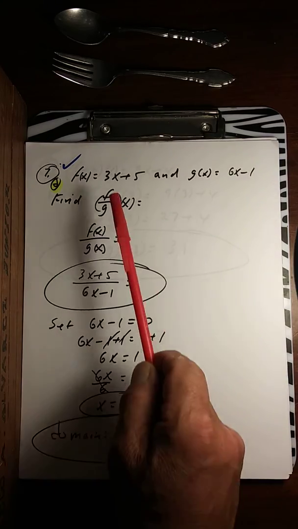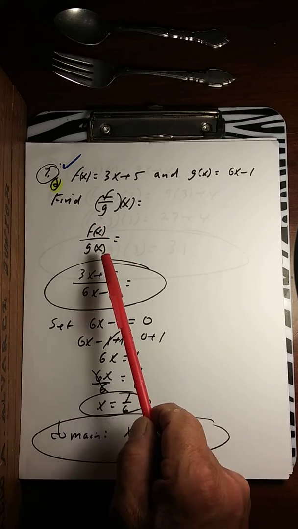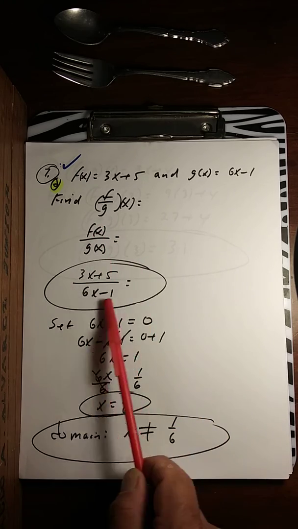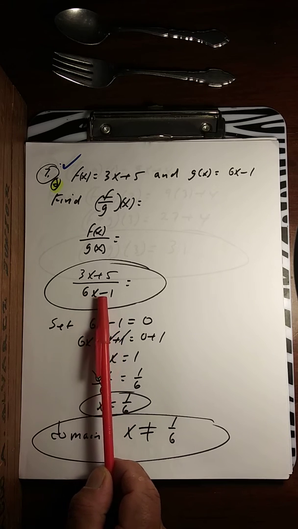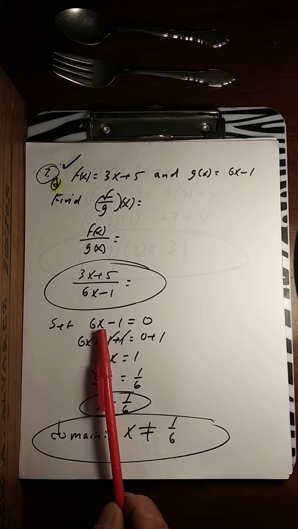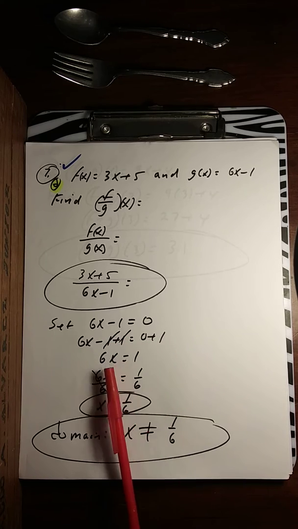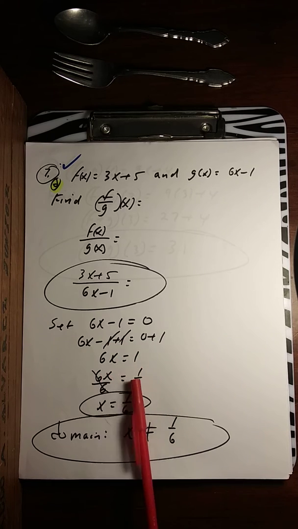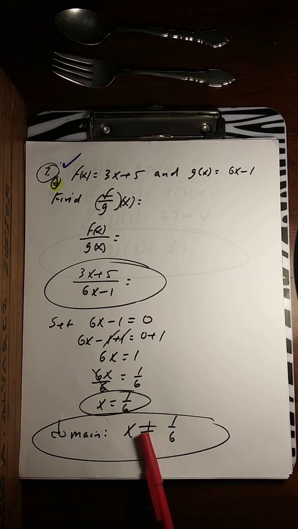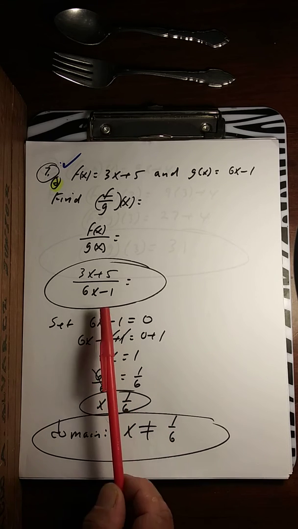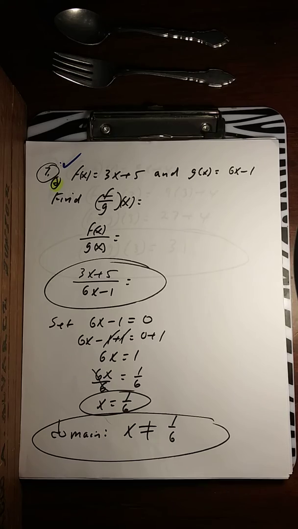Alright. Find f over g of x. 3x plus 5 over 6x minus 1. And the only place it will be undefined is if 6x minus 1 equals 0. So set 6x minus 1 equals 0. Add 1, 6x equals 1. Divide by 6, x is 1/6. So now domain is any number you want, but do not use 1/6 because it'll make it 0 in the denominator. And it'll be undefined.